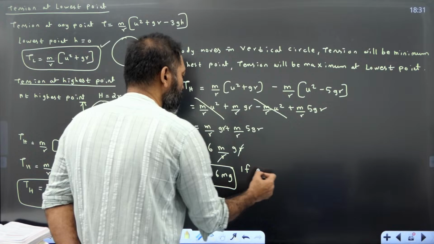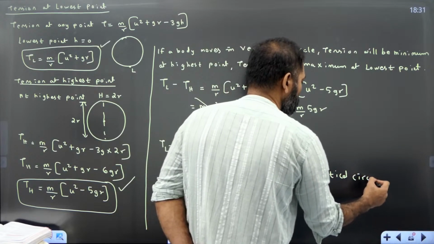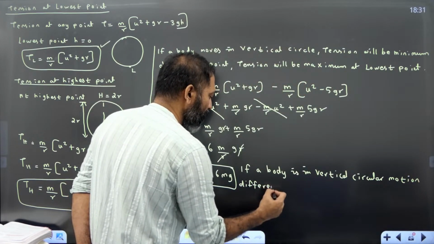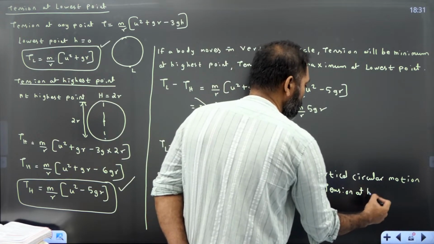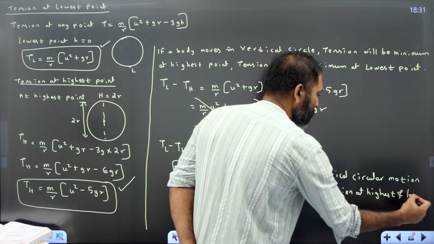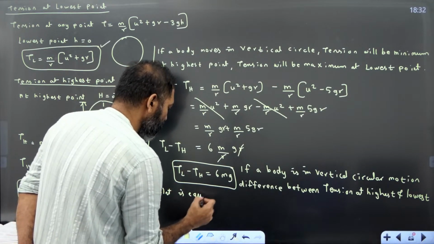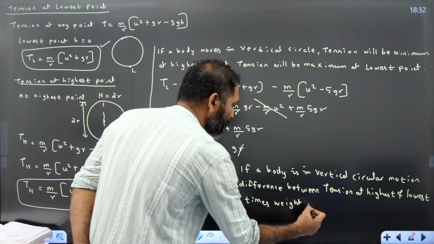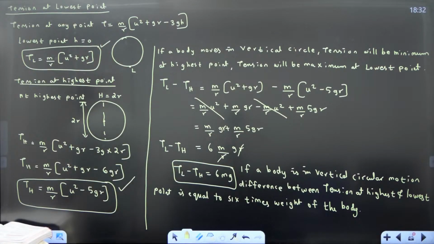That means if a body is in vertical circular motion, the difference between tensions at the highest and lowest point is equal to 6 times the weight of the body. Any doubt? Children, any doubt?